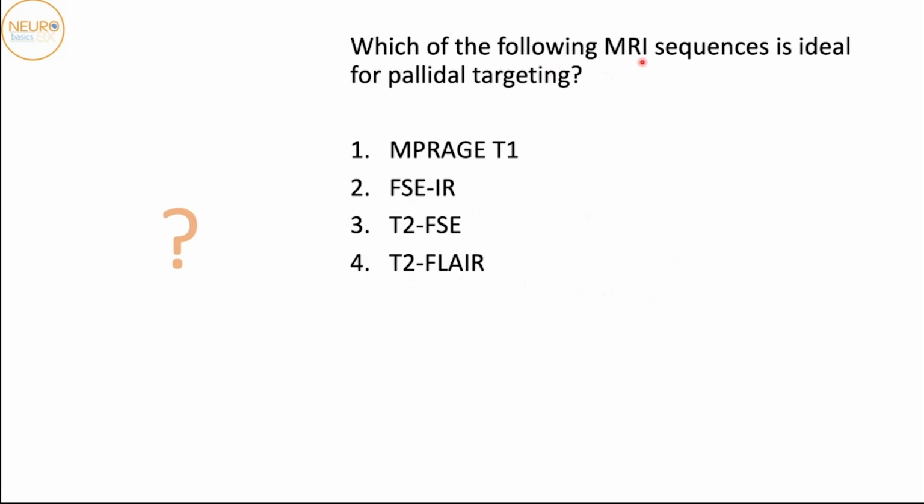Now, which of the following MRI sequences is ideal for targeting? MPRAGE T1, FSE-IR, T2 FSE, or T2 FLAIR? So the answer is FSE-IR. MPRAGE T1 is required overall for anatomic localization. FSE-IR is required for targeting the GPI. T2 FSE is required for targeting the STN. And we do not use T2 FLAIR in DBS.